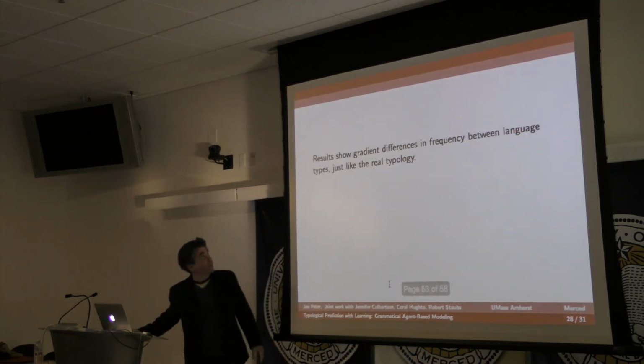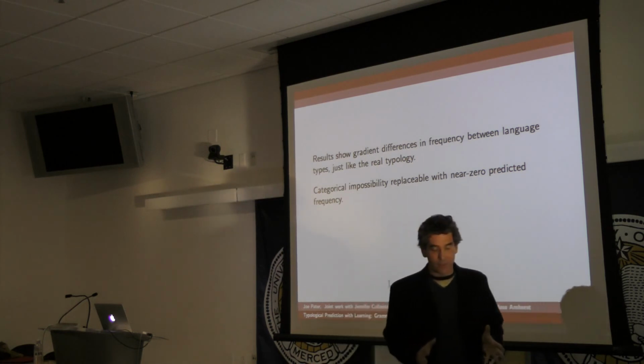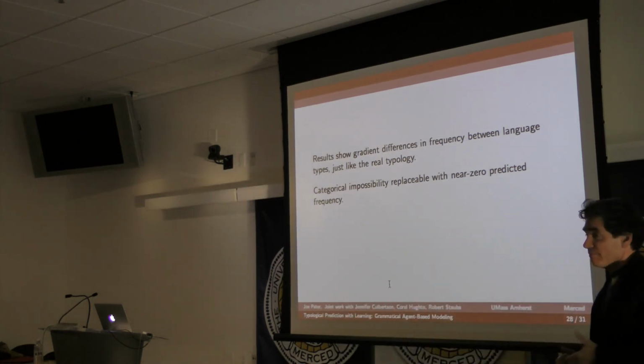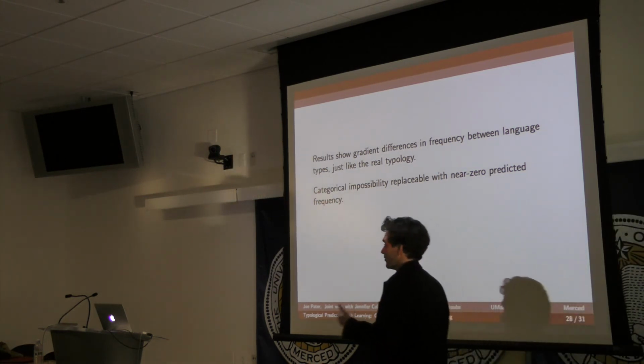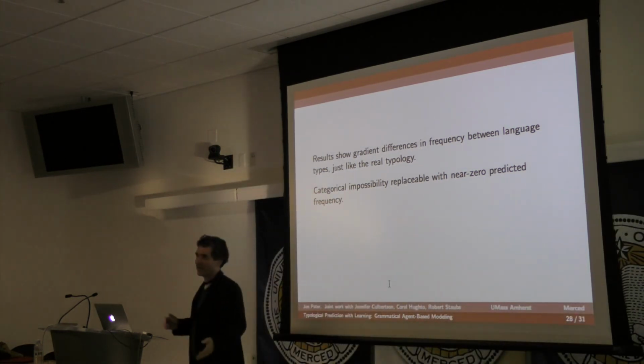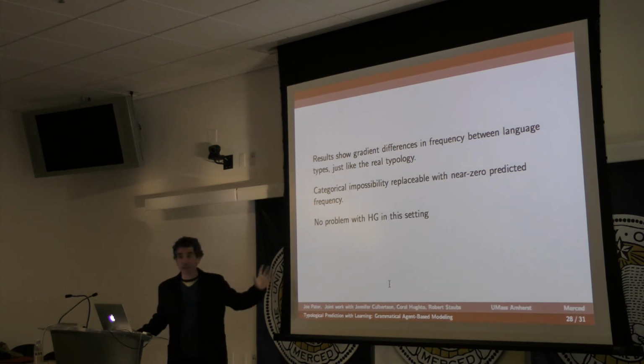So in terms of the stress windows, the results of our agent-based model get you gradient differences in frequency between language types, just like the real typology. The notion that our grammatical system does not generate something is replaced by near zero predicted frequency, 0 out of 10,000. I mean, there's still some probability on it. If we ran enough runs of our agent-based model, presumably we'd eventually get a 4-syllable stress window. So there really isn't any problem with harmonic grammar in this setting once we've incorporated learning in an agent-based model.